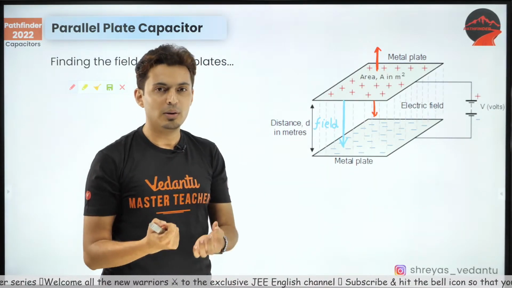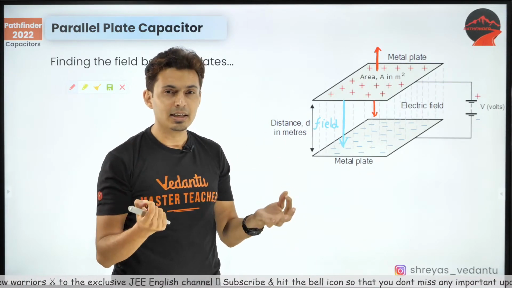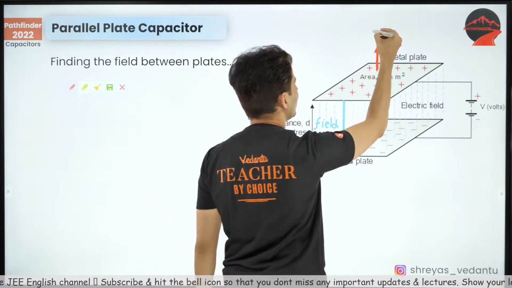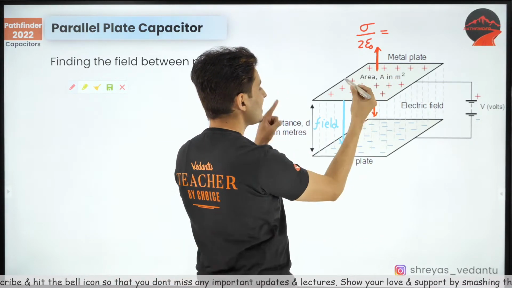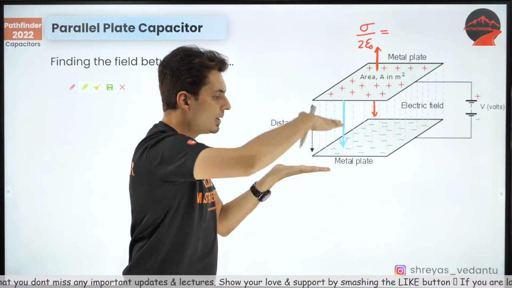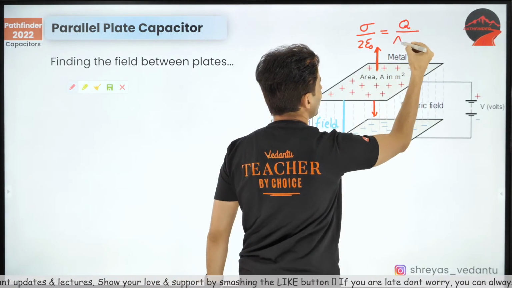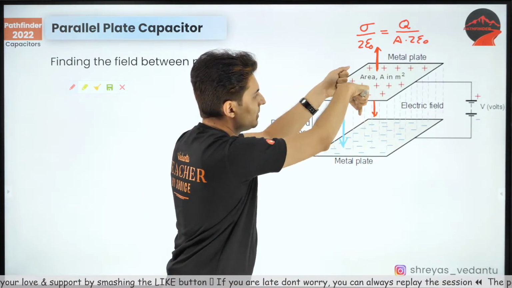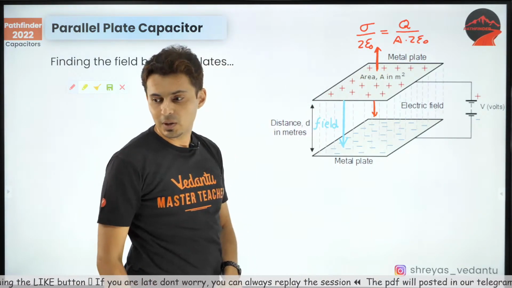Guys, do you remember the formula for the field due to a charged plate? Field due to a charged sheet? It was sigma by 2 epsilon naught. Excellent ABCD, very good. You already wrote it. Sigma by 2 epsilon naught. But what is sigma? Sigma is the charge on the plate per unit area, the surface charge density. So it will be nothing but Q by A, and there will be 2 epsilon naught over here. So the field from this plate is going both ways, and the magnitude is Q by A into 2 epsilon naught. Great.